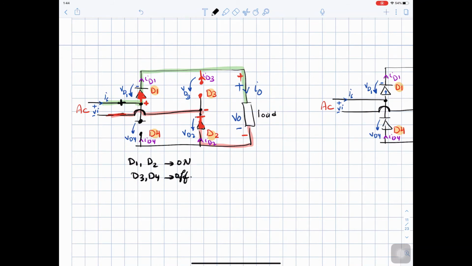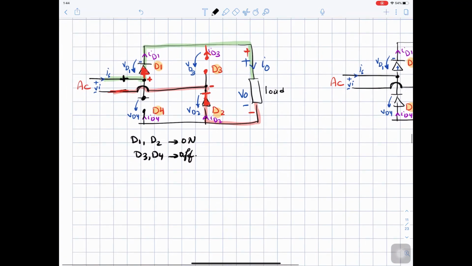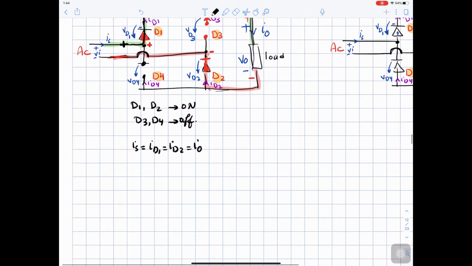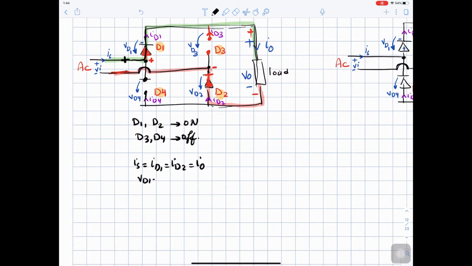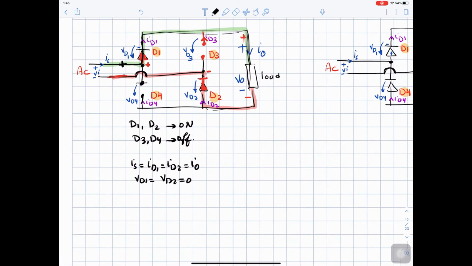And you can see that during this case, I source is going through diode 1, is going through the output, is going through I diode 2. So this is I diode 1, I diode 2, I out, and V diode 1 equal V diode 2 equal 0 because they are conducting, they are short circuit. If you do KVL, V input will equal to V out, V in equal to V out.